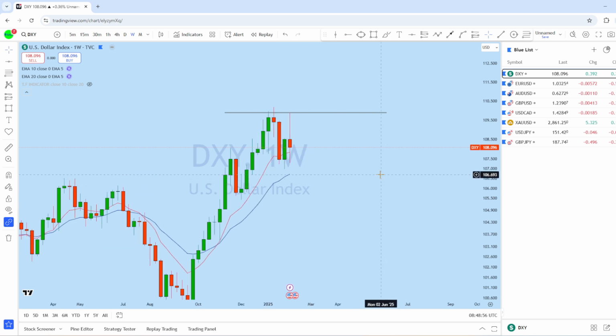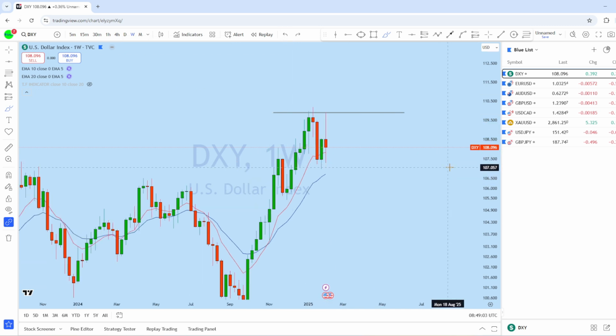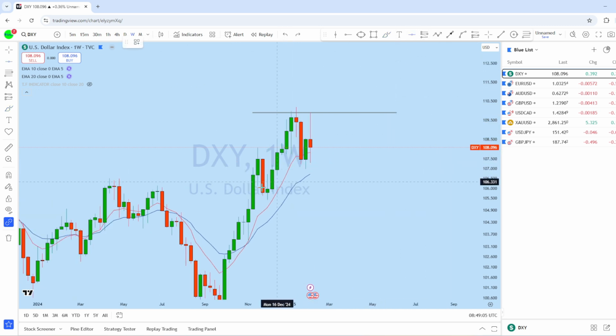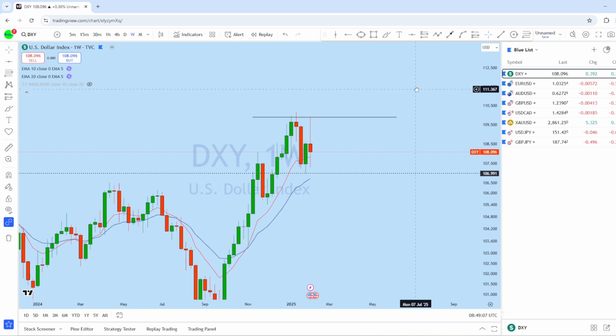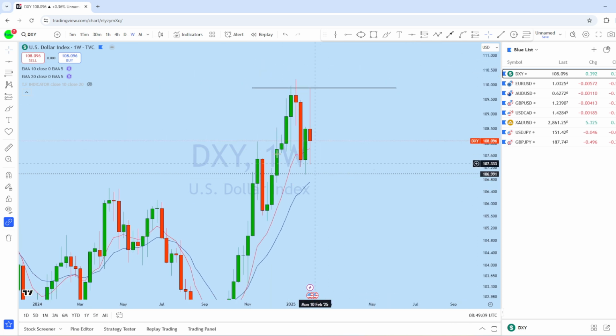At the moment, I think that this week, as the price has got a very strong rejection from the top, though it is a long-term uptrending market, we might see a retest of this weekly support in that area.